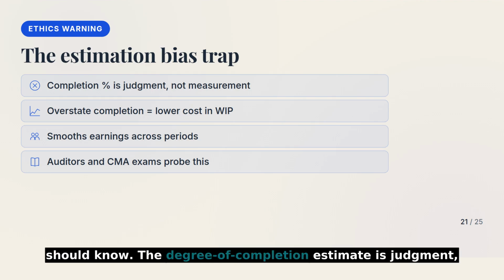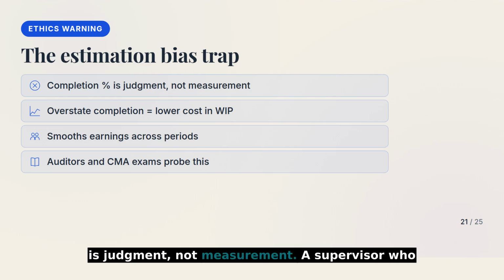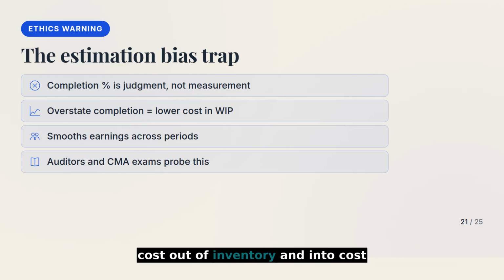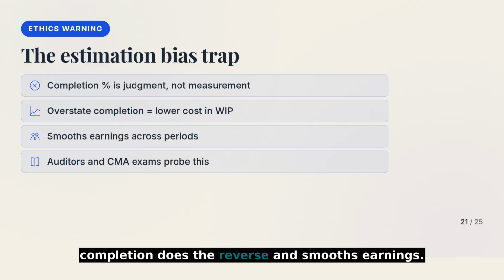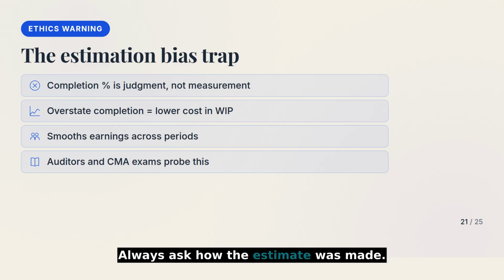One ethical warning every MHA and MBA student should know. The degree of completion estimate is judgment, not measurement. A supervisor who overstates completion shifts cost out of inventory and into cost of goods sold, lowering this period's income. Understating completion does the reverse and smooths earnings. Auditors and CMA exam writers love this gotcha. Always ask how the estimate was made.